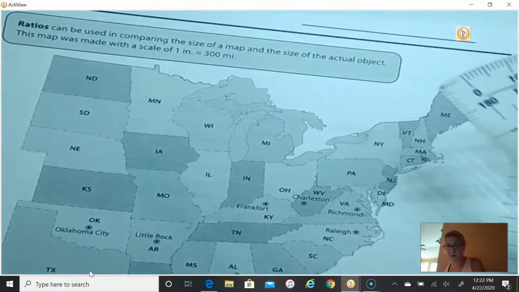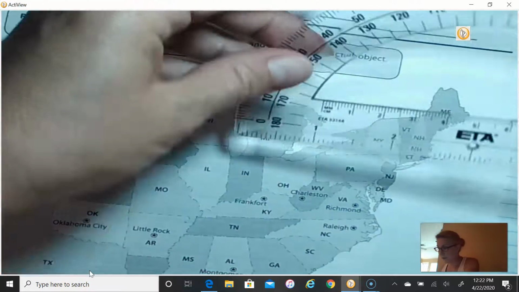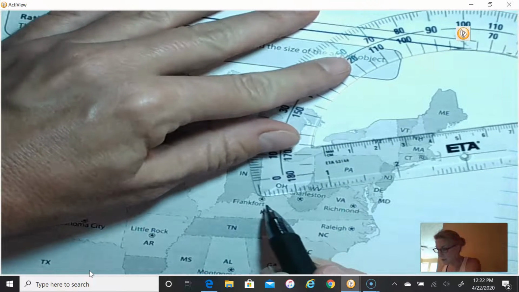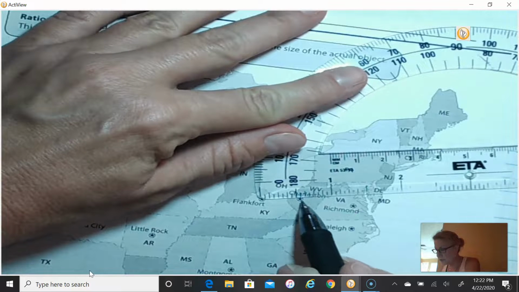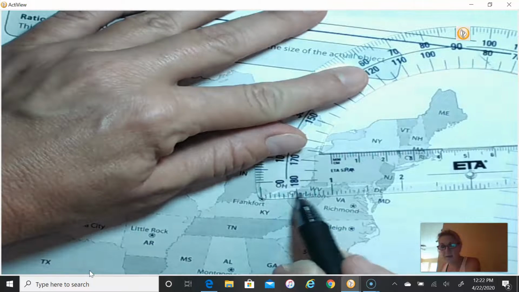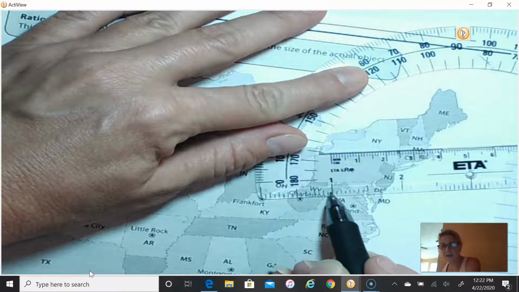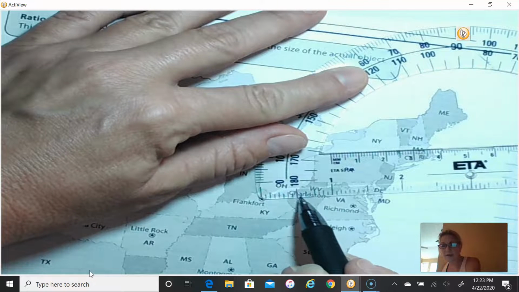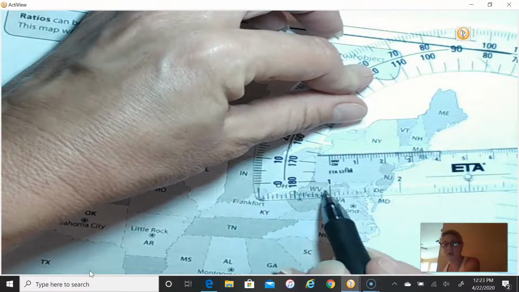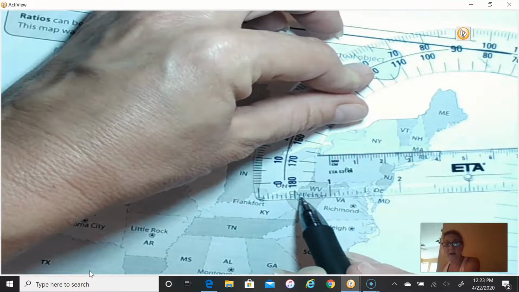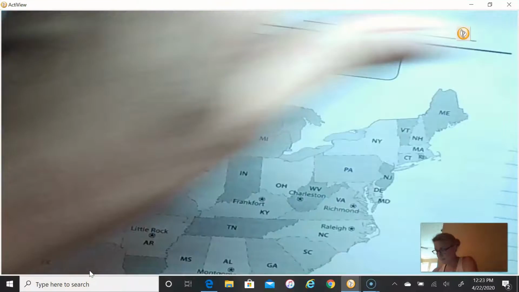Now, again, if you want to use a ruler like they suggested, you certainly can. You put the 0 right there on Frankfort and measure to Charleston, and it comes up half of an inch. See, here's 1 inch, so it's half of an inch. And if 1 inch is 300 miles, then half of 300 is 150.